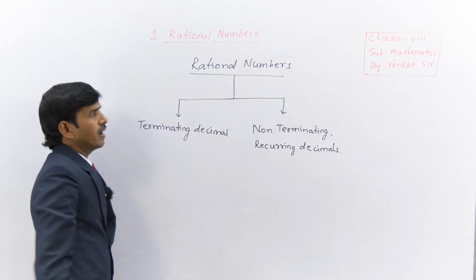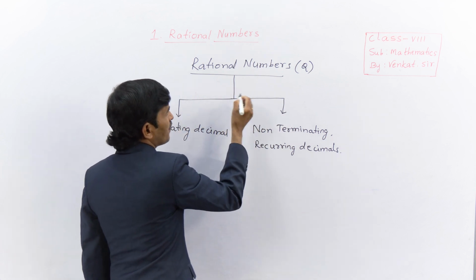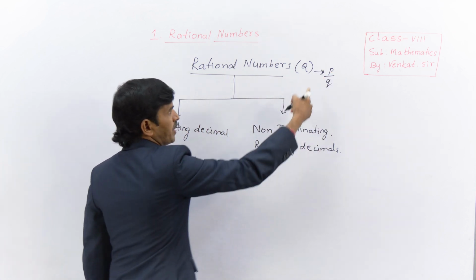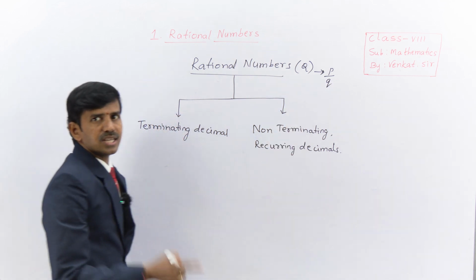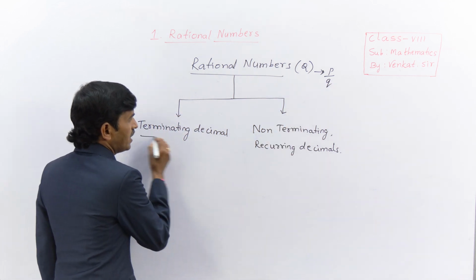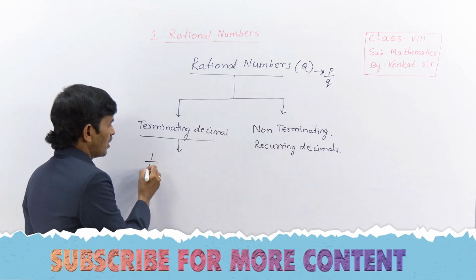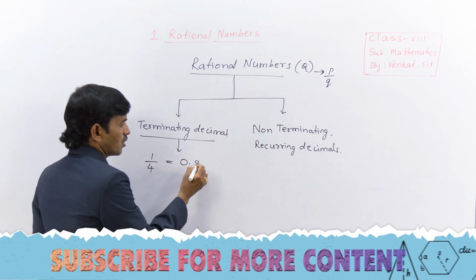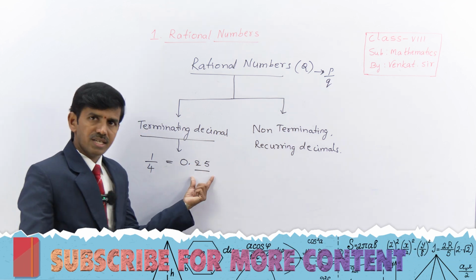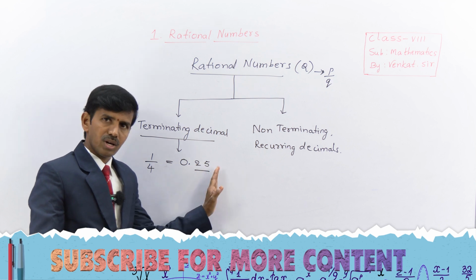As you know, rational numbers are generally in the form of p by q, right? So when you divide these numbers p by q, you will get certain quotient values. When you divide, some of the numbers will become terminating. For example, 1 by 4, which is equal to 0.25. After the decimal point there is a fixed number of digits.